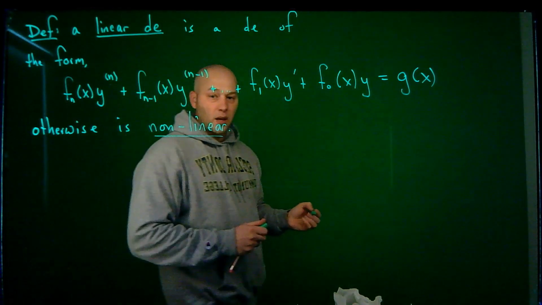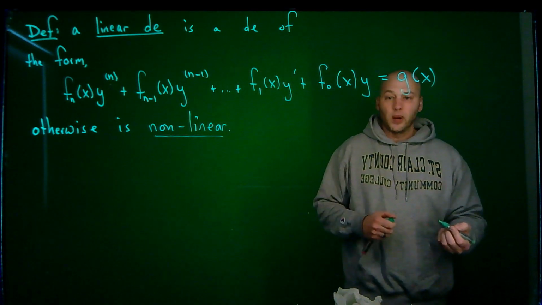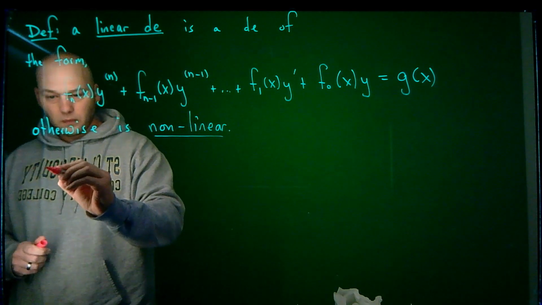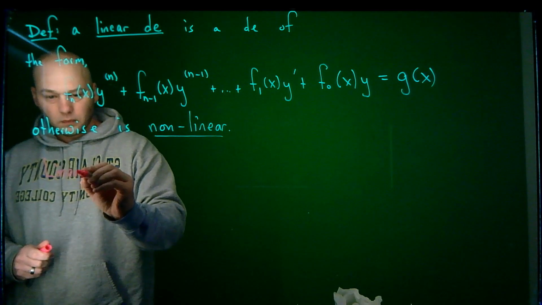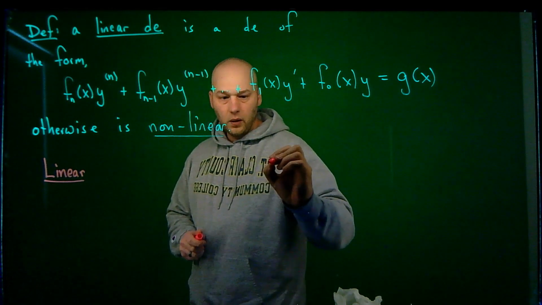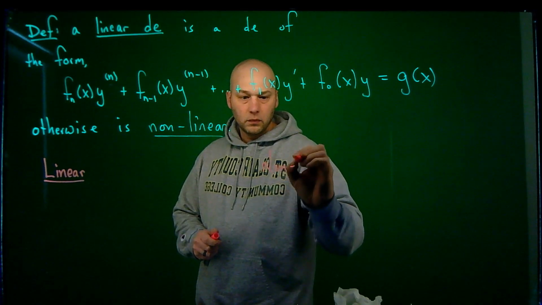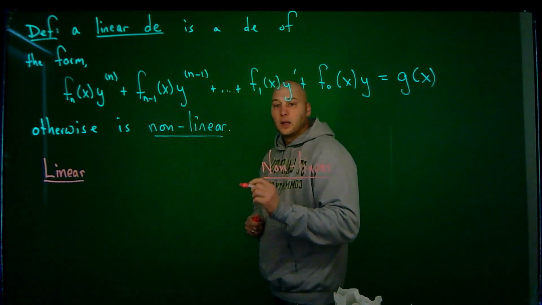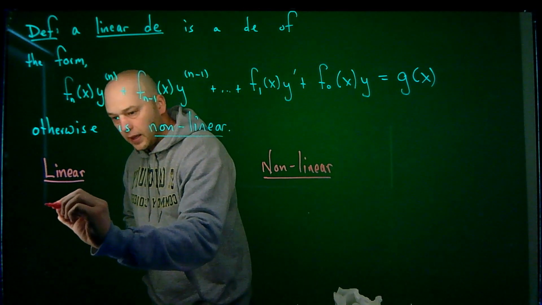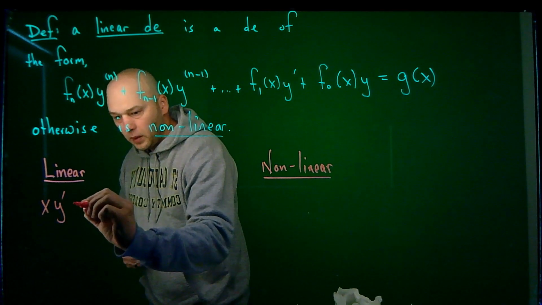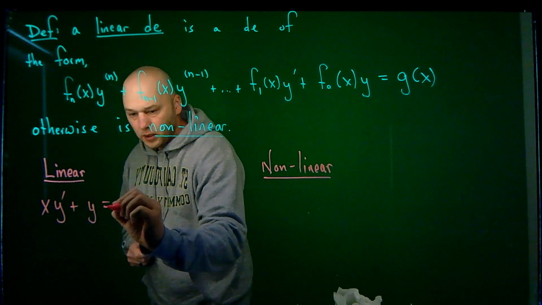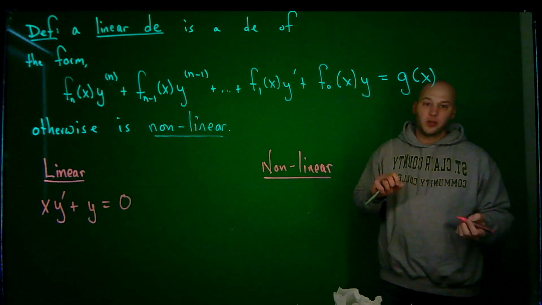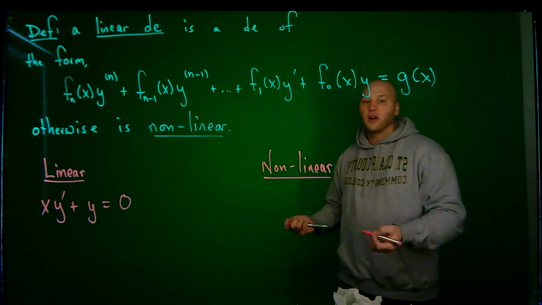And of course, I'll show examples of both to illustrate the point. Linear differential equations would look like the following. And over here, let's do some nonlinear. All right. A linear differential equation could look like this. x y prime plus y is equal to 0. There is a linear first order, in fact, first order linear ordinary differential equation.